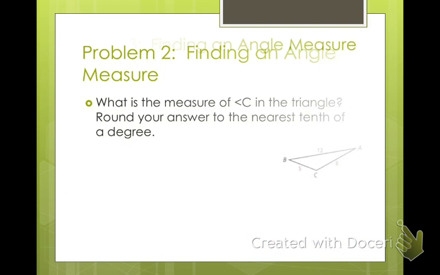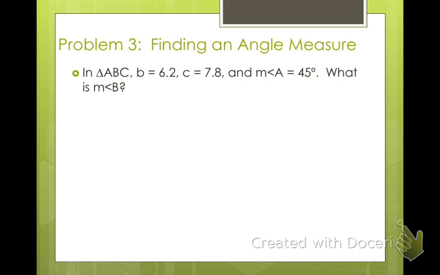Alright. In triangle ABC, B is 6.2, C is 7.8, and the measure of angle A is 45 degrees. What's the measure of angle B? Well, again, let's start by drawing a picture. So put down the information that you know.